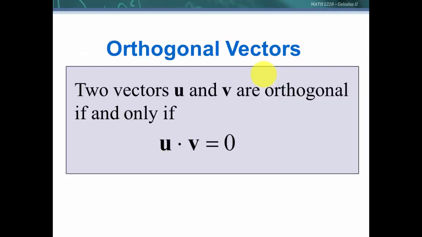So two vectors u and v are orthogonal if and only if their dot product is 0. And we know with if and only if, this will work in either way. So if the dot product is 0, they are orthogonal. If they are orthogonal, then the dot product of the two vectors is 0. And remember, orthogonal just means perpendicular.